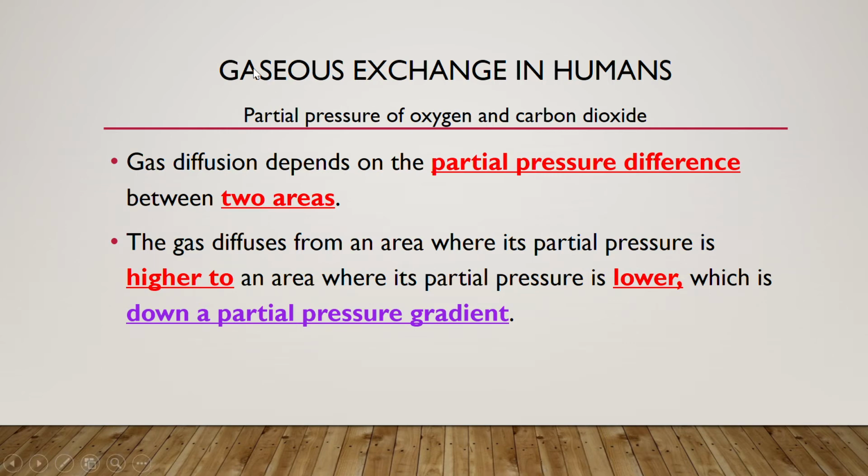So let's continue to look at the gaseous exchange in humans. We have the terms over here, partial pressure of oxygen and also carbon dioxide. Gas diffusion depends on the difference in the partial pressure between the two areas. So the gas will diffuse from an area where the partial pressure is higher to an area where its partial pressure is lower. Okay, so that means it is down the concentration gradient, or down the partial pressure gradient of the two regions.